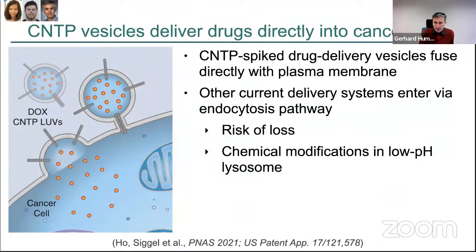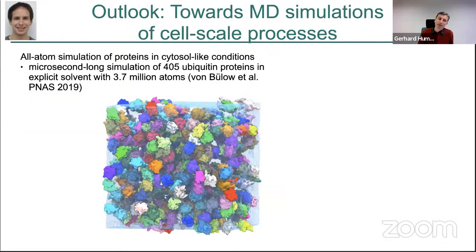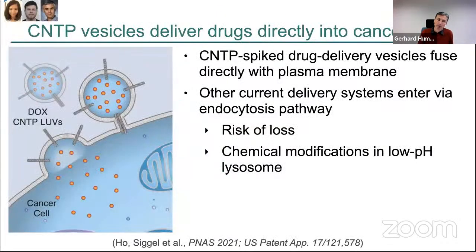And what is very nice and encouraging about this is that these vesicles fuse directly with the plasma membrane, so there's no risk of loss or chemical damage for the delivered substrate when it is taken up on the endocytic pathway. And what is also nice is that the amount of drug that has to be put into vesicles when it is delivered in this way, whereas what you would need for a normal systemic delivery is really quite dramatically different.